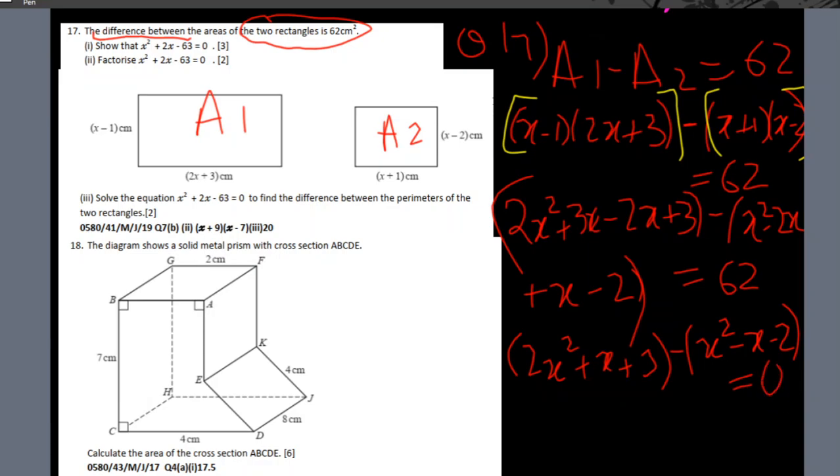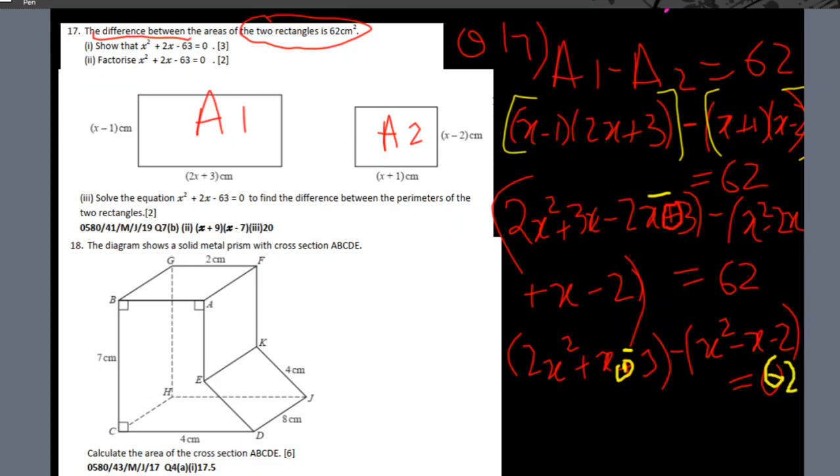This should be minus 3 over here. I've made a mistake. This is minus 3, so this is minus, which means this is also minus. Okay. And also this is 62, not 0.